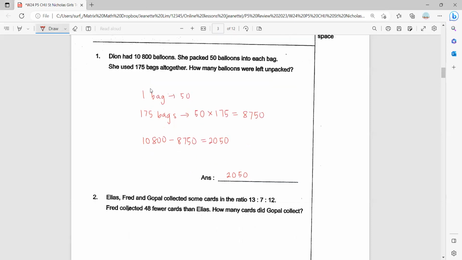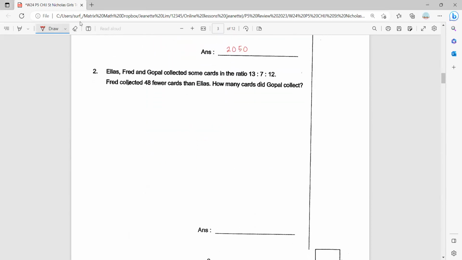Okay, question 2. Elias, Fred, and Gopal collected some cards in a ratio 13:7:12. Okay, so you write down the ratio E to F to G, 13:7:12. Fred collected 48 fewer than Elias. How many cards did Gopal collect?